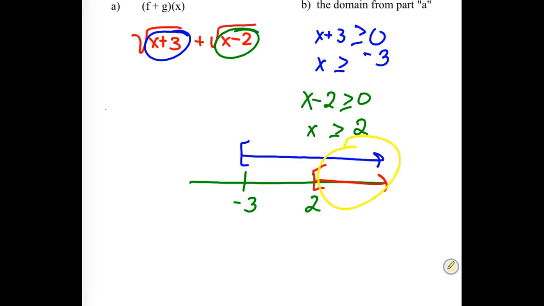Yes? If I pick numbers in here, when I dump them in, let's say we pick a 0. Dumping a 0 in, is it going to work here? No. So my restriction for my domain has to be the most restrictive one. Okay? I have to eliminate any that don't work in all of it. So final domain is from 2 on up.